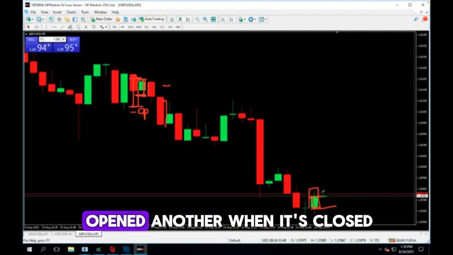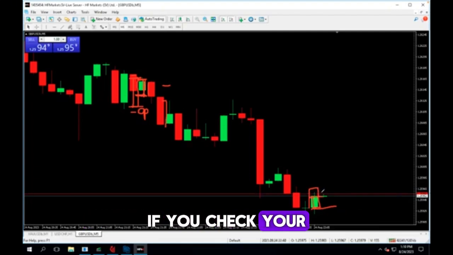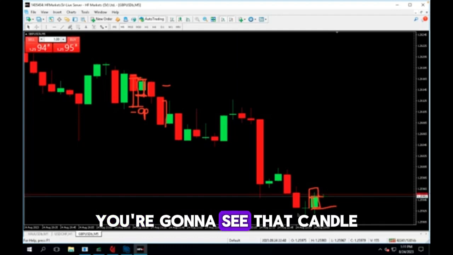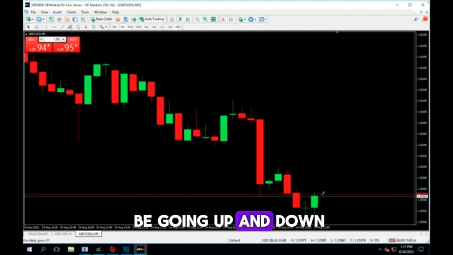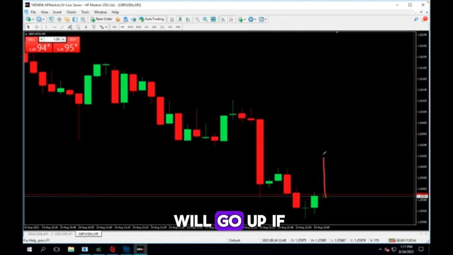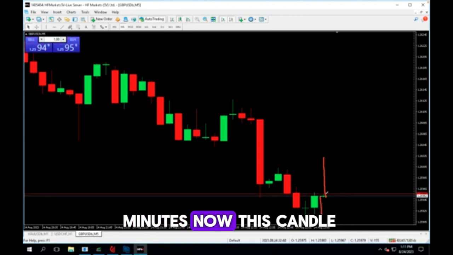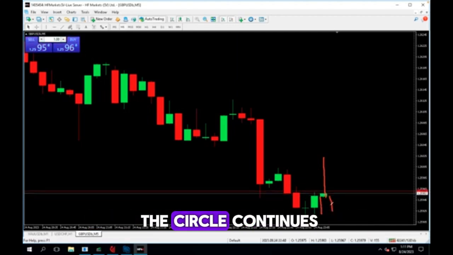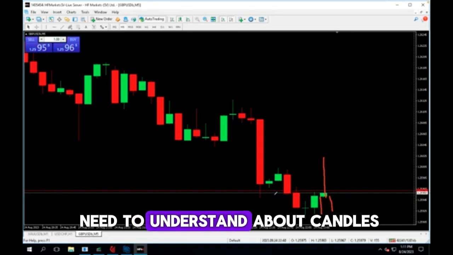And what happened? It opened, and when it closed, if you check your time now, you will see that it's about 9:05 or 9:10. This one we play. The next candle that is forming here, you're going to see that candle going up and down. If the bulls win it, you will see it will go up. But if the bear wins, it will go down and it will be red. By the next 5 minutes, this candle will close. Another candle will begin again. And that is how the cycle continues. That is what you need to understand about candles.